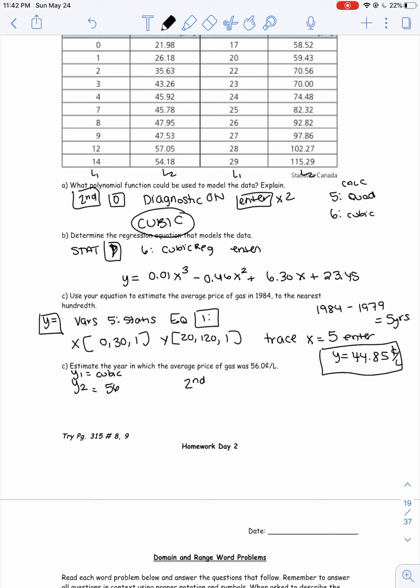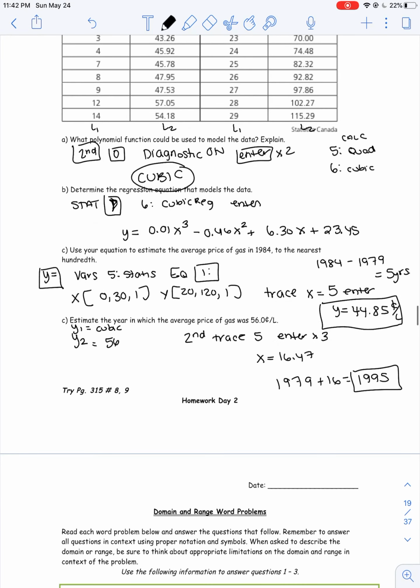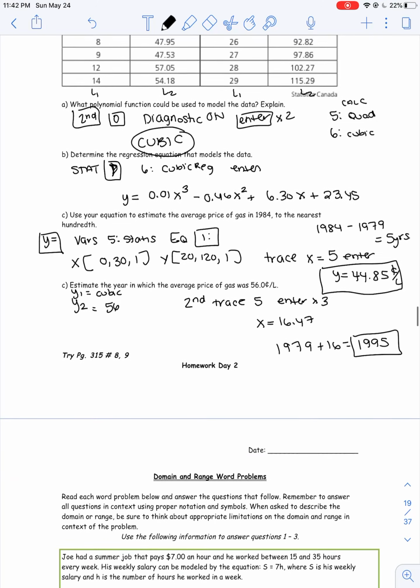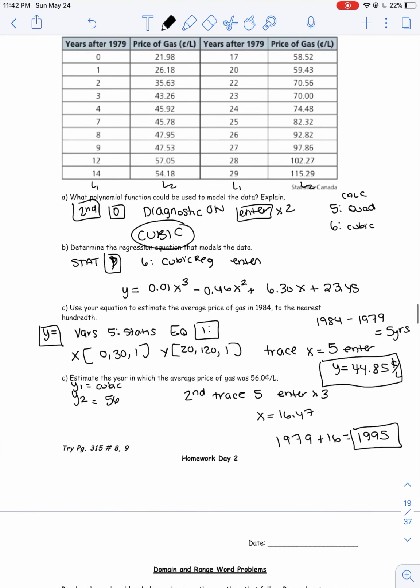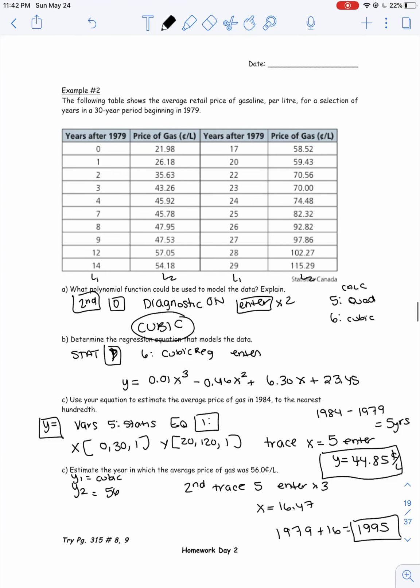So once we graph it, we should see an intersection, and then you're going to press second trace number 5. And when you press enter 3 times, that should give you an intersection of about 16.47. So that's about 16 years after 1979. So we can go 1979 plus 16 years, which is 1995. Okay, so that would be approximately the year that the gas price was 56 cents per liter, or it can even be 1996 if you had rounded to 16 years. Okay, so that is how you find your answer. So that is your lesson.